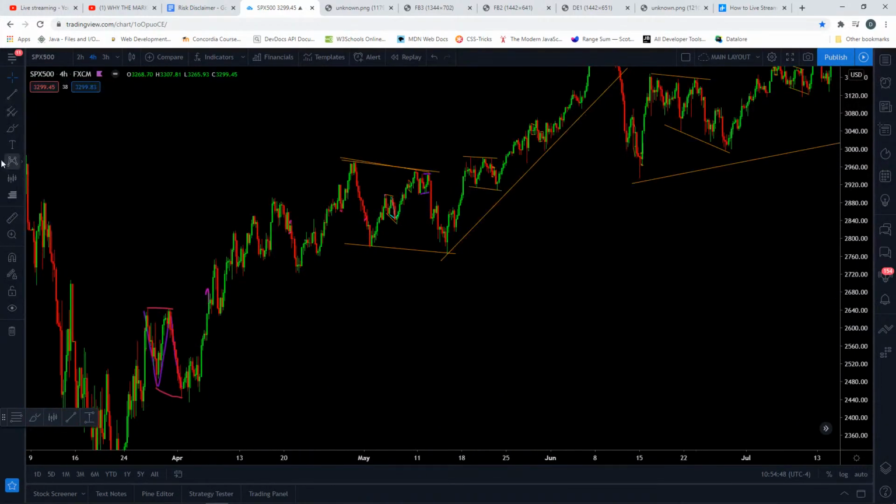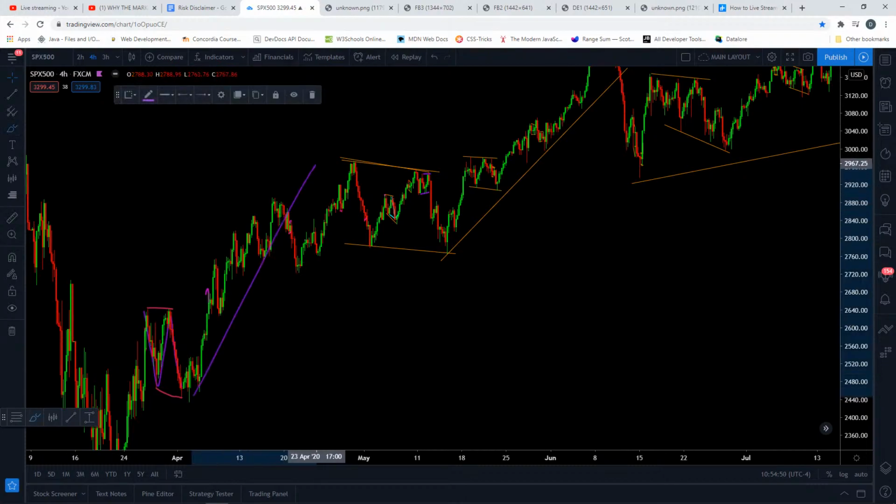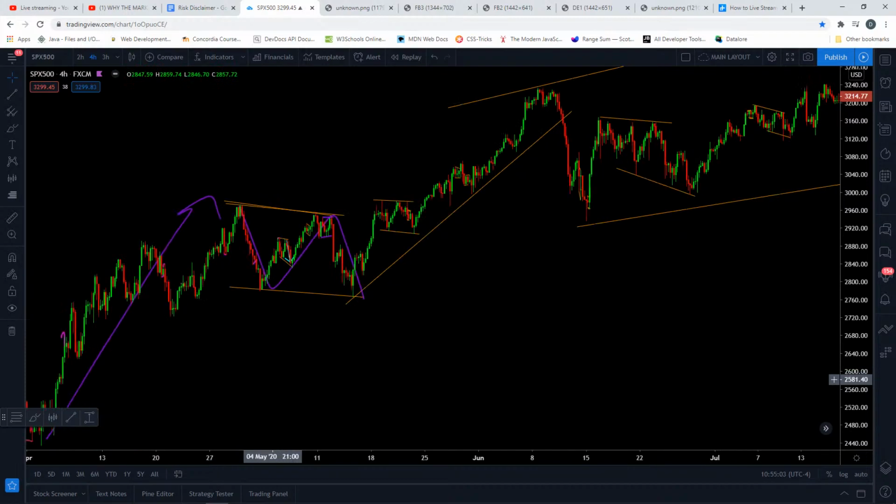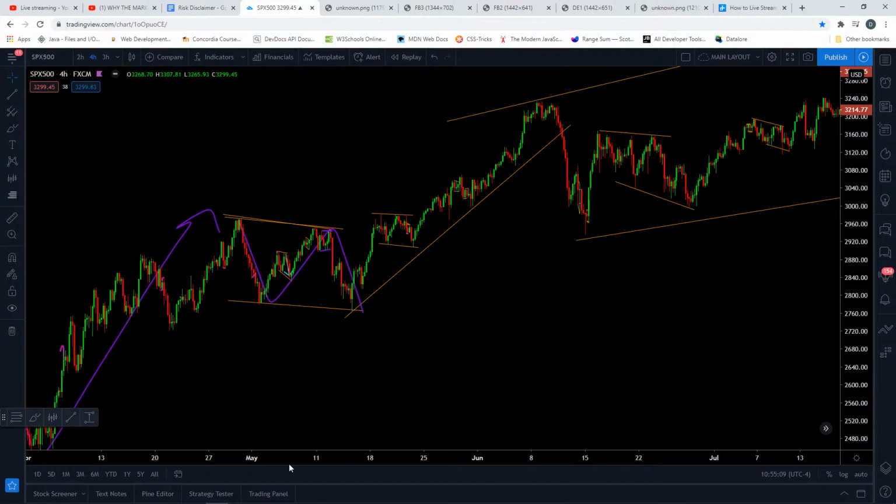You see that the market moves in spikes, and then it creates a one, two, three. This is how I'm inviting you to look at the market, in terms of spikes and then in terms of corrections. If you look at the market this way, it's going to improve your pattern recognition skills.